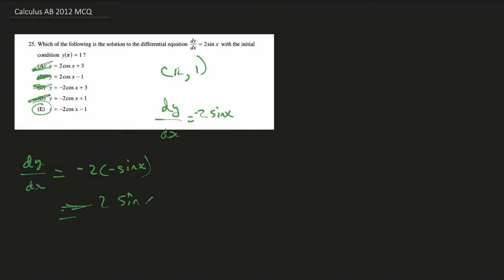Right off the bat, just checking the initial condition allowed us to cancel out 3 of the options. So now we just have to make sure that if I take dy/dx of option A, that's equal to 2. The derivative of cosine is negative sine of x, so that clearly doesn't match. So our answer is E. If you wanted to check, you could always take the derivative of E, which is -2 times the derivative of cosine, negative sine of x, and that does give us 2 sine of x. That matches. So 25 is E.